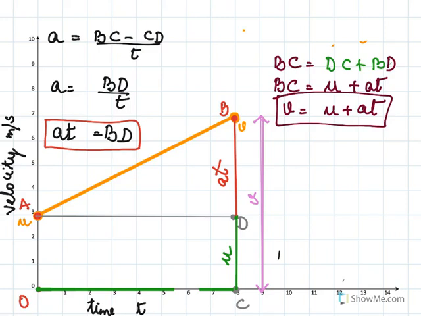I'll just go over it again. So we had BC equal to DC plus BD. That is very simple. It can be seen in the equation. For BC, I know BC is equal to V.